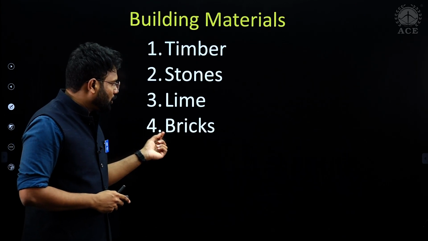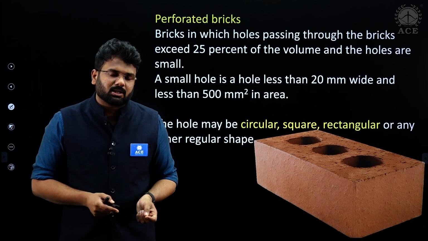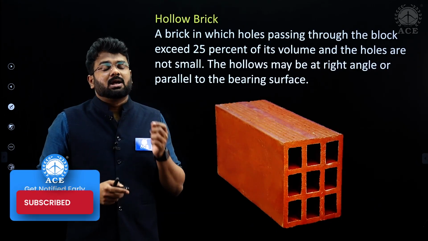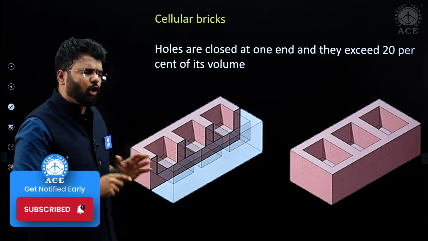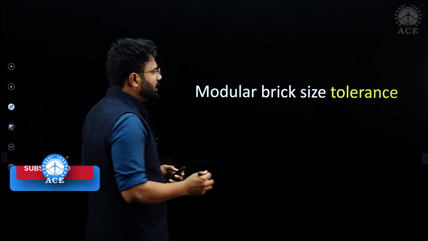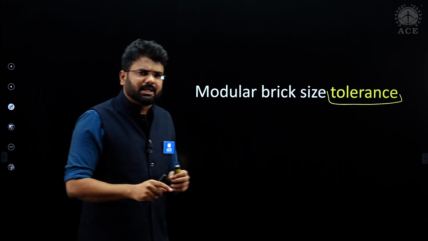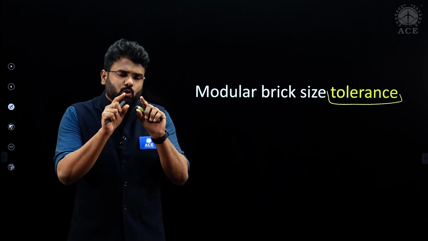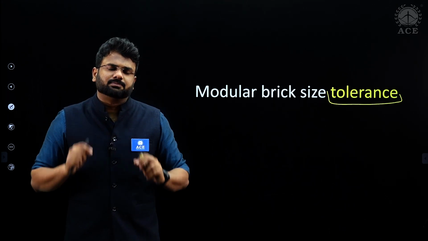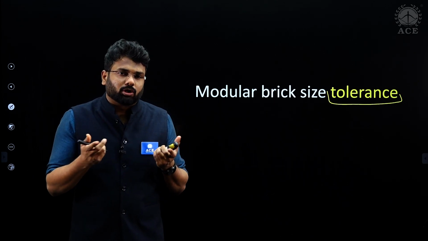After this, we'll move on to bricks. Different bricks are there. Modular bricks are there, perforated bricks are there, hollow bricks, cellular bricks, all different types of bricks are there. After that, one point I would like to explain is tolerance. Let us say at site you are getting your bricks delivered. That lot, will you accept or not? That depends on what?